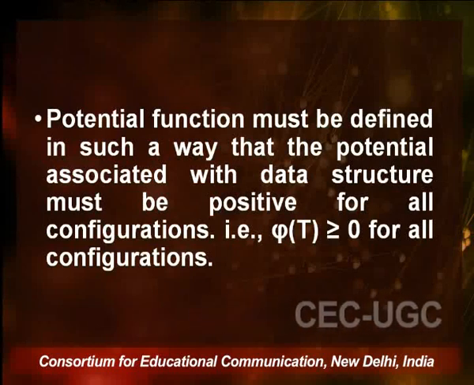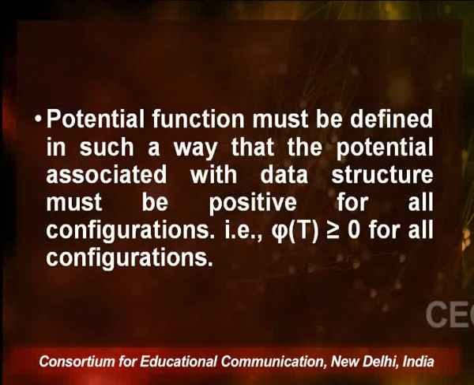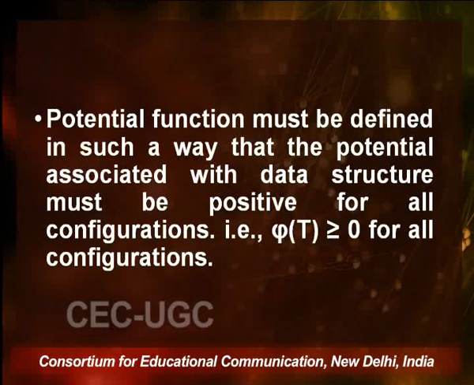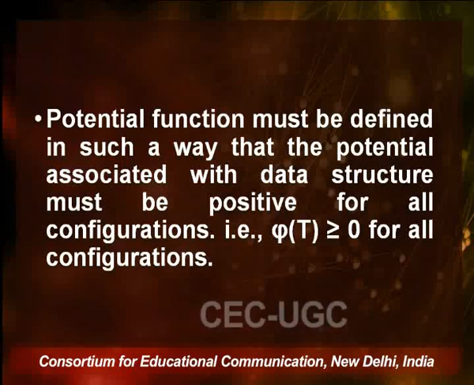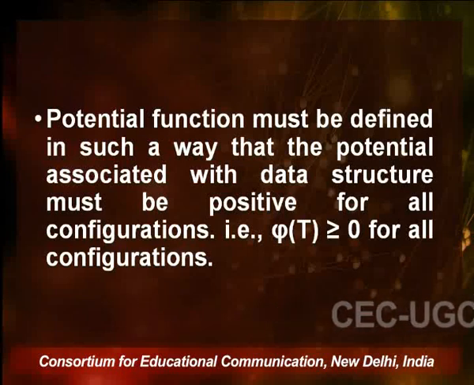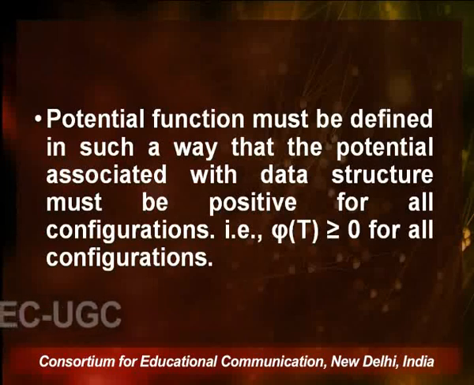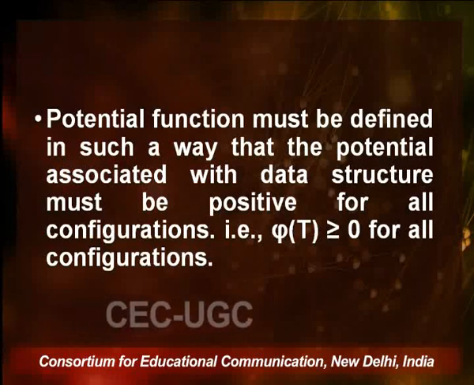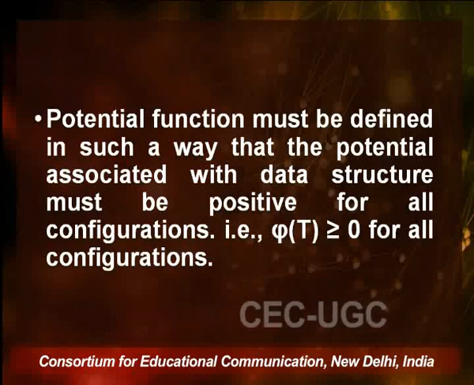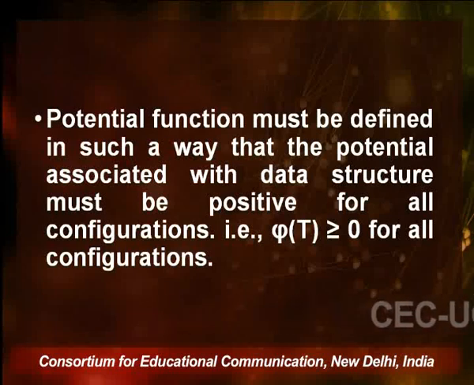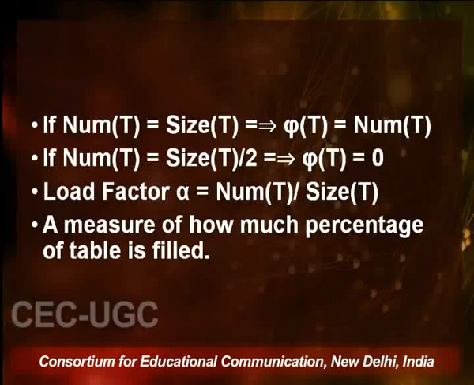That is the condition which we need to keep in mind, and believe me, after the whole calculation, if you want to, you can decrease this potential function from twice of num t minus size t to num t minus size t, but this condition will not be satisfied, which says that we need to have phi of t greater than or equal to 0.